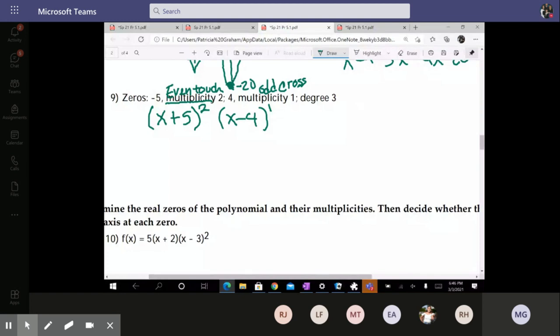When I FOIL this one out, I've got x minus 4. This time I don't have the difference of squares, but I have the two perfect squares. So I've got x squared plus 10x plus 25.